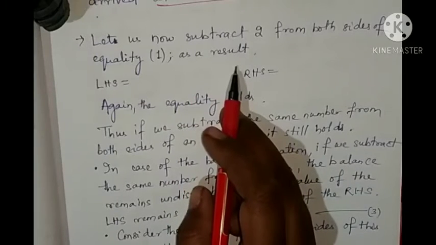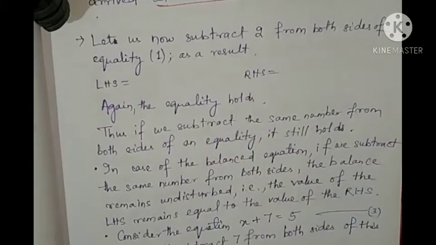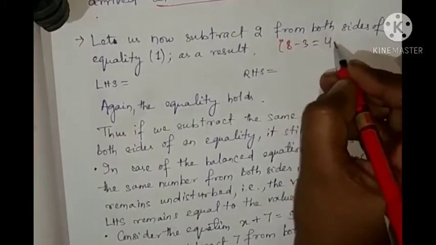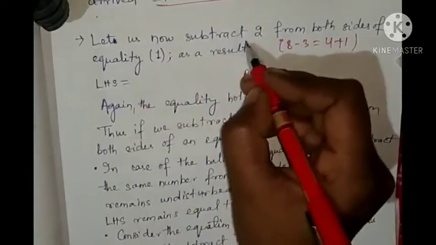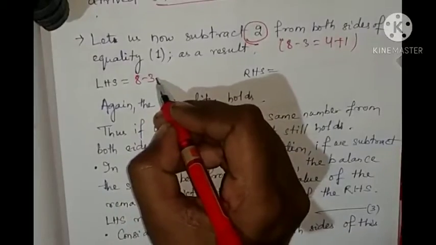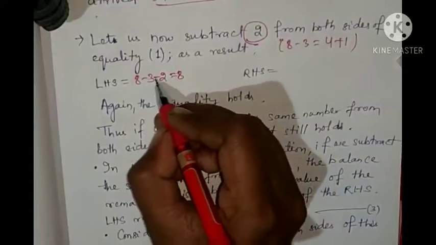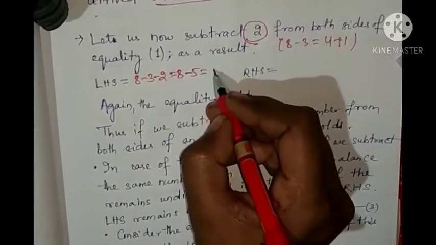As a result, what we will get? In equality 1 what we have? We have 8 minus 3 equal to 4 plus 1. That is equality 1. So what we'll do? We'll subtract 2. So 8 minus 3 minus 2. Minus 3 minus 2 is what? 8 minus 5. 8 minus 5 equal to 3.